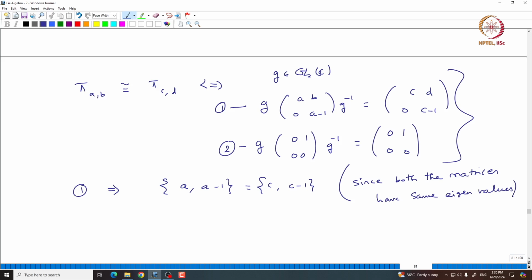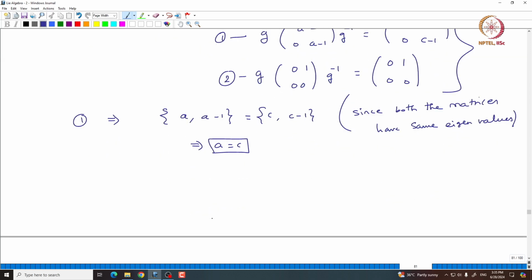Conjugate matrices will have the same eigenvalues. So, they are conjugate, so they must have the same eigenvalues, and the eigenvalues of A B 0 A minus 1 are A and A minus 1. So, this implies A equal to C. Okay. So, now what about equation 2? This is a simple calculation, so maybe we will leave it as an exercise.